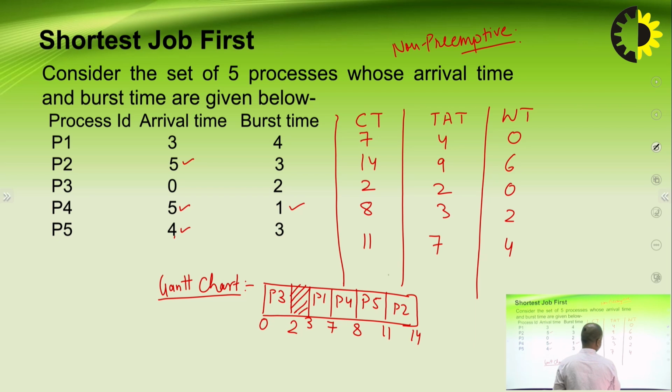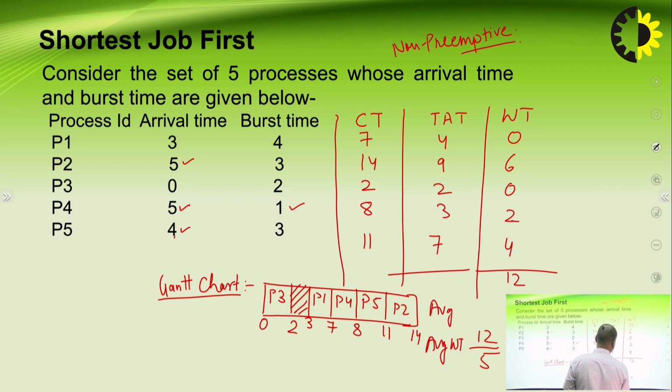Okay, the average: calculate 6 plus 2 is 8, 8 plus 4 is 12, 12 divided by 5. Okay, average waiting time and average TAT. This would be the average TAT and average waiting time for the shortest job first. This is for the non-preemptive one. And how we have calculated it means this is the CPU idle.